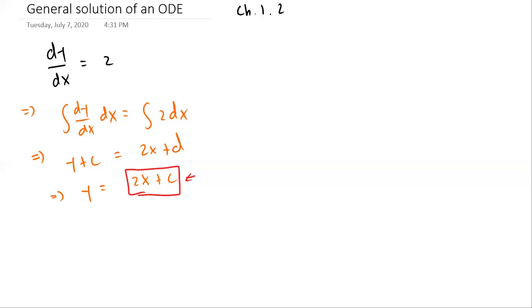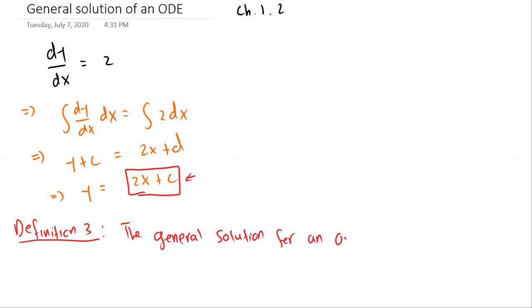That is what we call a general solution to a differential equation. So let me write that as a formal definition. So definition 3. The way I'm doing the numbering is not following the book, just following my notes, and I'll restart the numbering each chapter. So we already had definitions 1 and 2 in previous videos. So this is going to be definition 3. So the general solution for an ODE is an expression that contains all possible solutions.